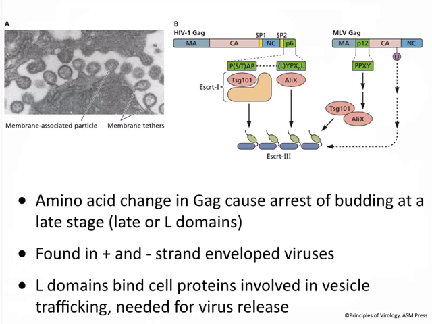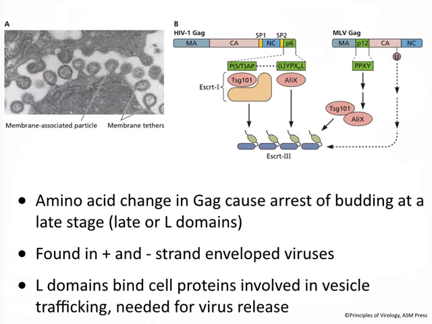This happened in part at Columbia. I remember watching students reporting these results. I'm looking at these pictures and I said, what the hell is going on? Well, it turns out this revealed the whole machinery of budding. It's really interesting. Turns out that this arrest happens at a late stage. So the domains that were mutated were called late domains or L domains.